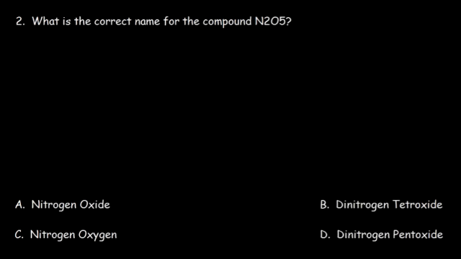Number 2, what is the correct name for the compound N2O5? Now for each of these problems, feel free to pause the video and try these examples yourself and then unpause it to see if you have the right answer. Now, before I give you the answer for this compound, we need to talk about the naming rules for 2 different types of compounds. And that is for molecular compounds and for ionic compounds.